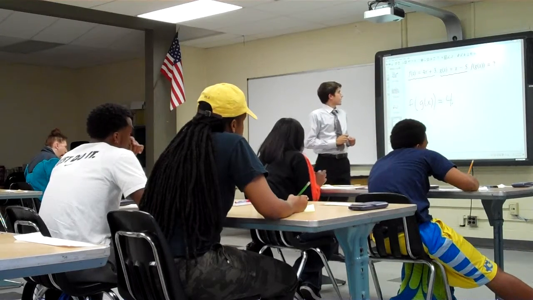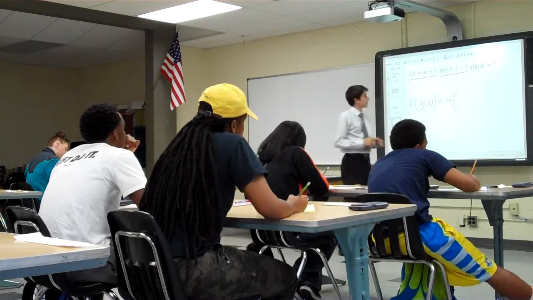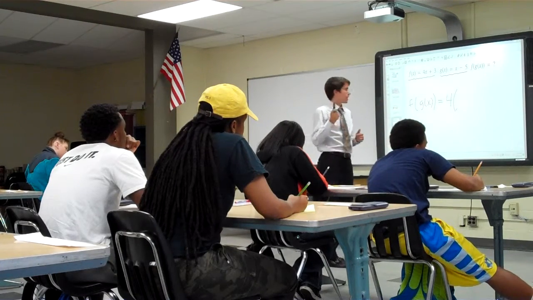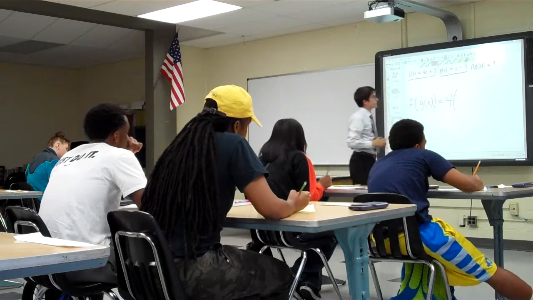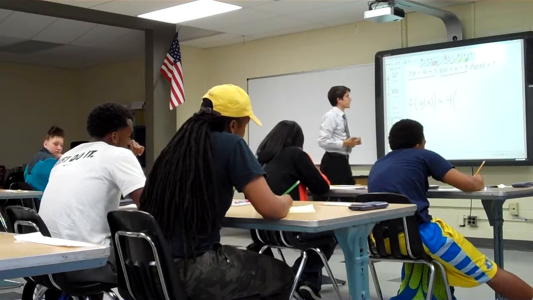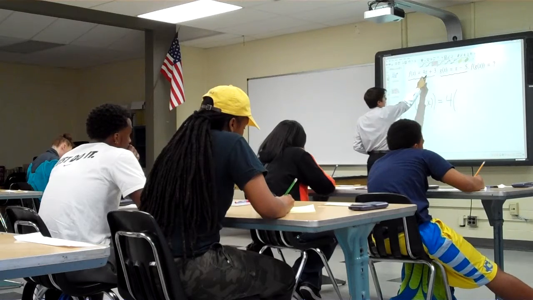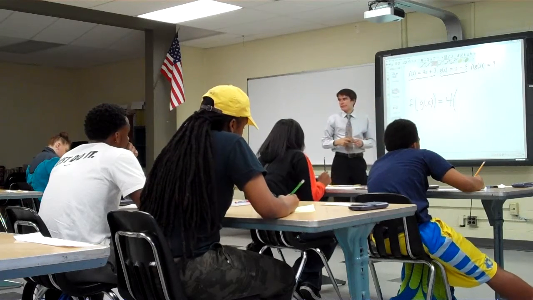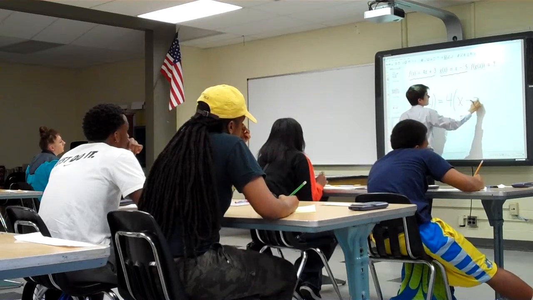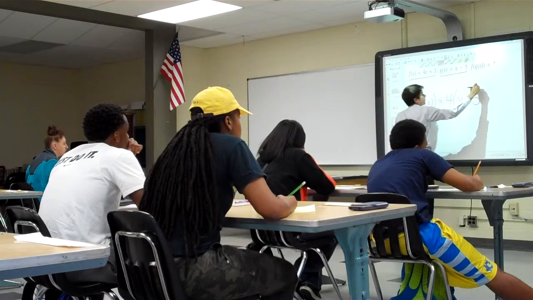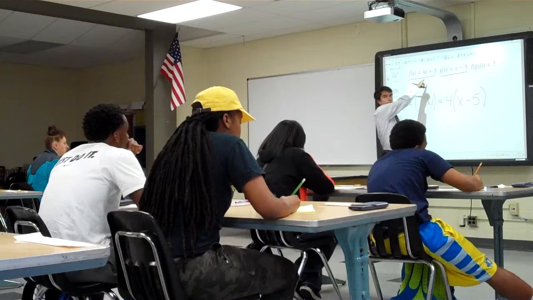Destiny, what do I substitute for x? X minus 5. And how do you know that? Because you substitute g of x for f of x. That's right. We're substituting g of x into f of x, which means wherever we see an x, we put a g of x. Our g of x is x minus 5, so as Destiny said, 4 times x minus 5 plus 3.